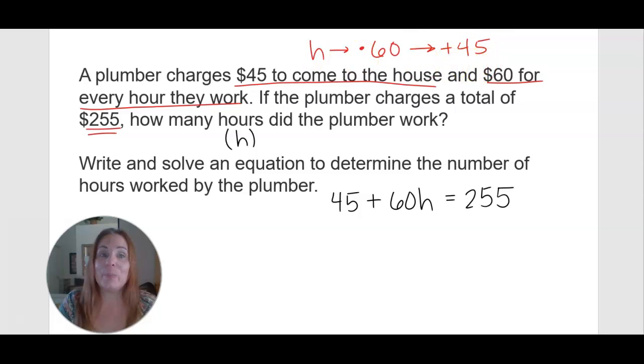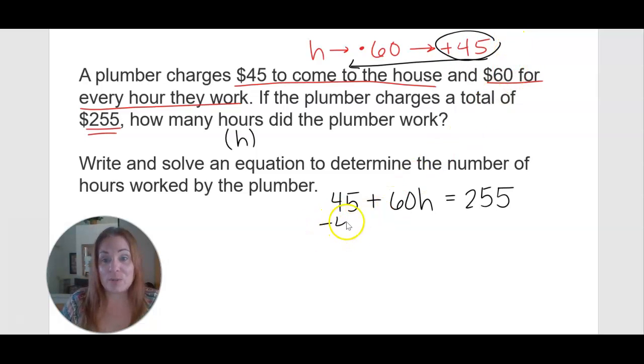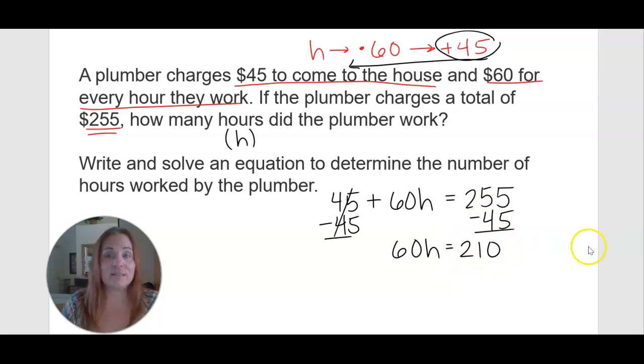So when I go backwards, I've got to undo this first. The only way to undo adding 45 is the opposite operation, so we subtract 45. Here and here. All right, so now I've got 60H equals 210. All right, good. I can cross that one off.